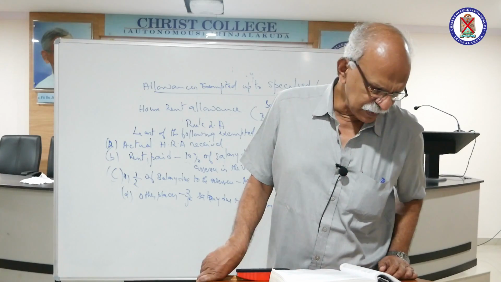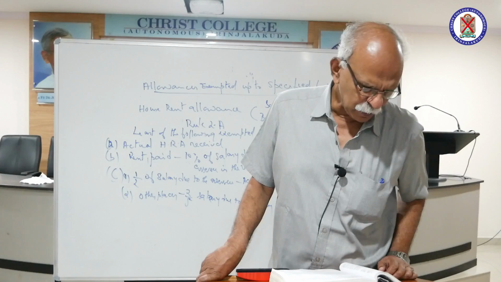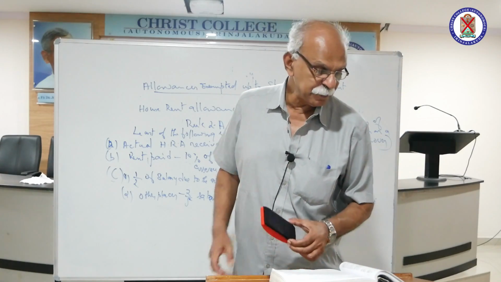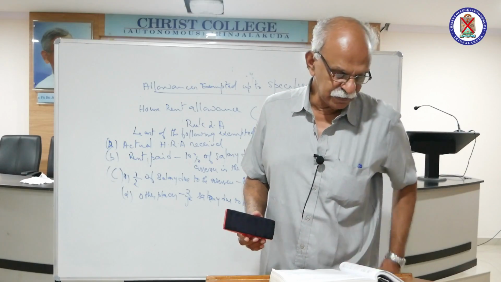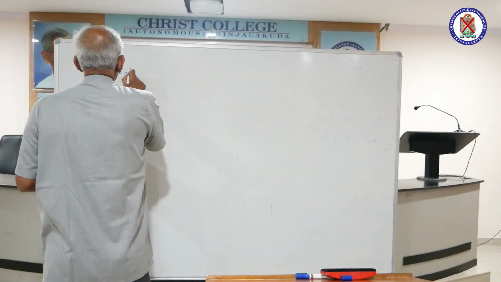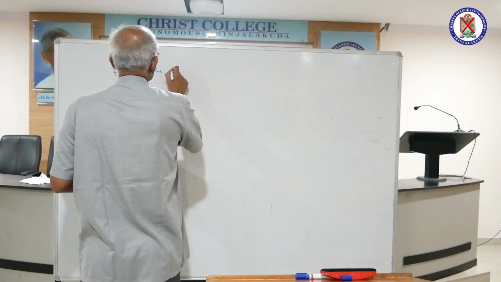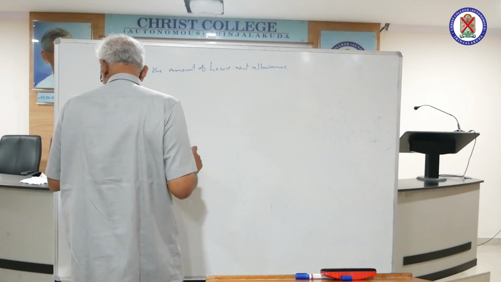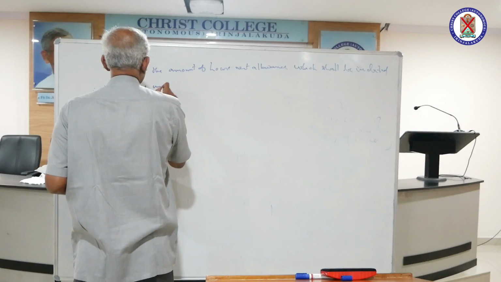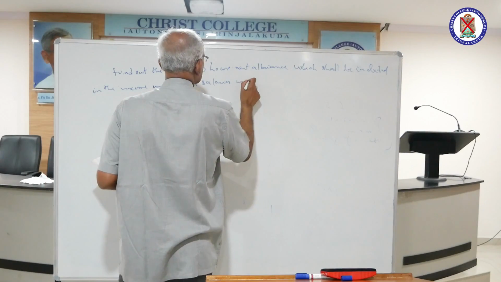Now let us work out a problem from this. I shall write the problem on the board, then we can work out. Find out the amount of house rent allowance which shall be included in the income under the head salaries in each of the following cases.